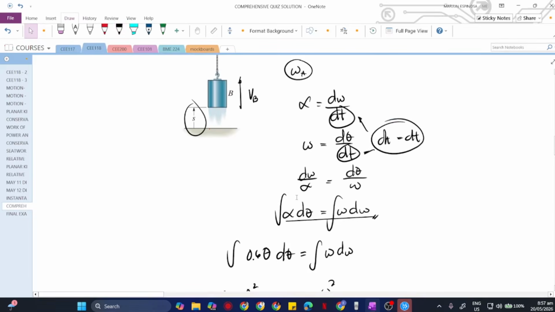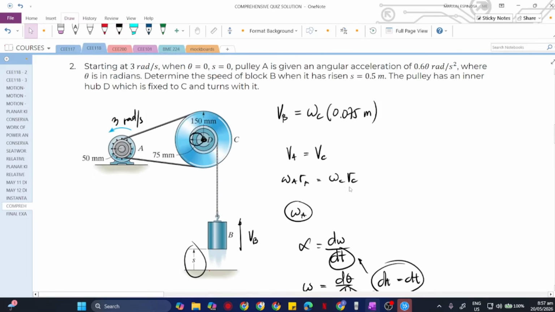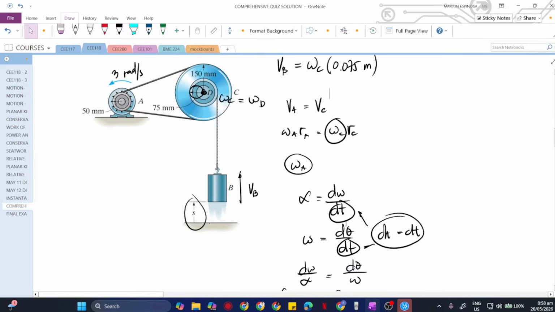Which is yan yung gagamitin natin to solve for etong class. Determine the speed of the block B. So, kung solve natin yan, gagamitin natin yung omega A natin to solve for the omega C. Then, yung omega C is just equivalent to omega D, ha? Omega C is equivalent to omega D. Then, masasolve na natin yung velocity ng block which is equivalent to omega C or omega D times 75. Yan na yung magiging final natin na process.